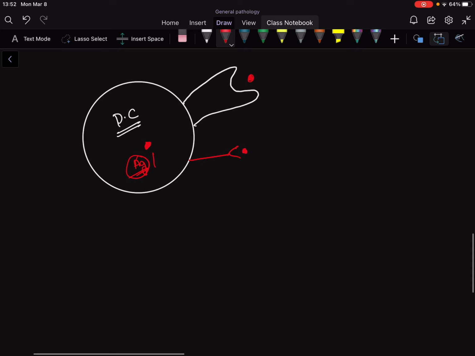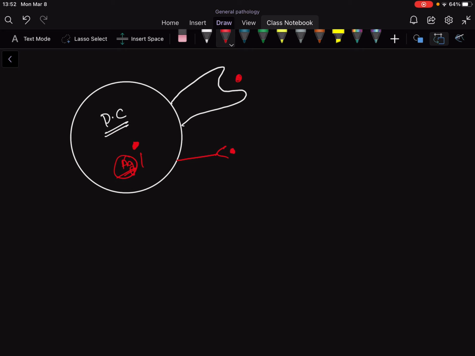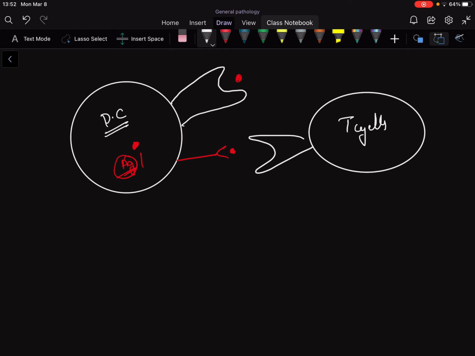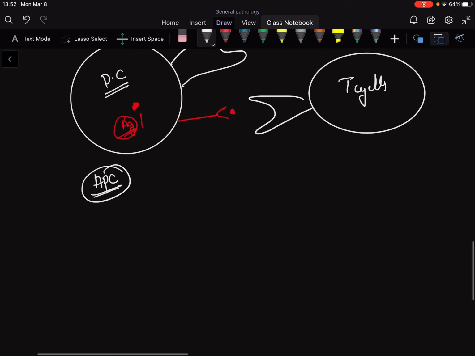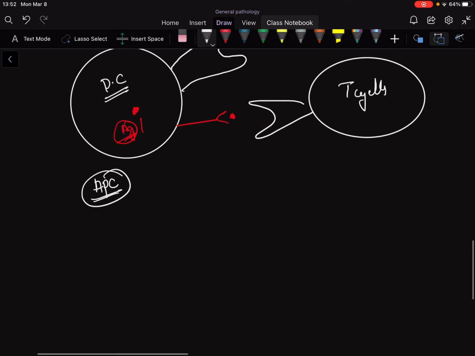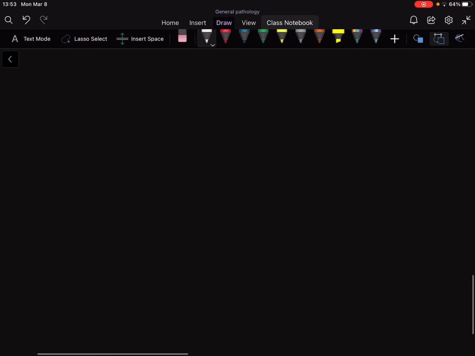Okay, and once this antigen is displayed on the surface, the T helper cells or the T cells will come and eat this bacteria. Hence they are called antigen presenting cells. They present this antigen to the T cells. That's why they are called antigen presenting cells.